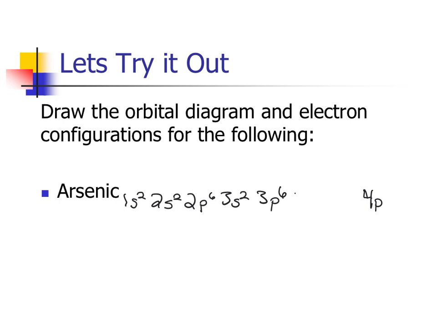I have to go through the 4S, and because it ends in the 4P, I have 3D10, and arsenic is the 3rd element in the P block.